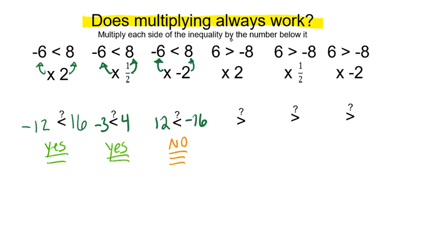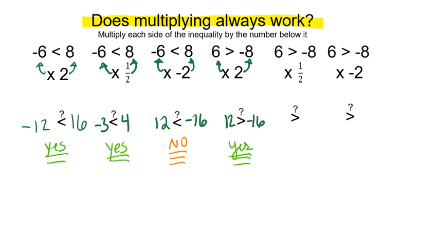So we have 6 and negative 8. 6 is greater than negative 8, and we're going to multiply both sides by 2. And we're going to get 12 and negative 16. And it asks us, is 12 greater than negative 16? And the answer is yes, it is.